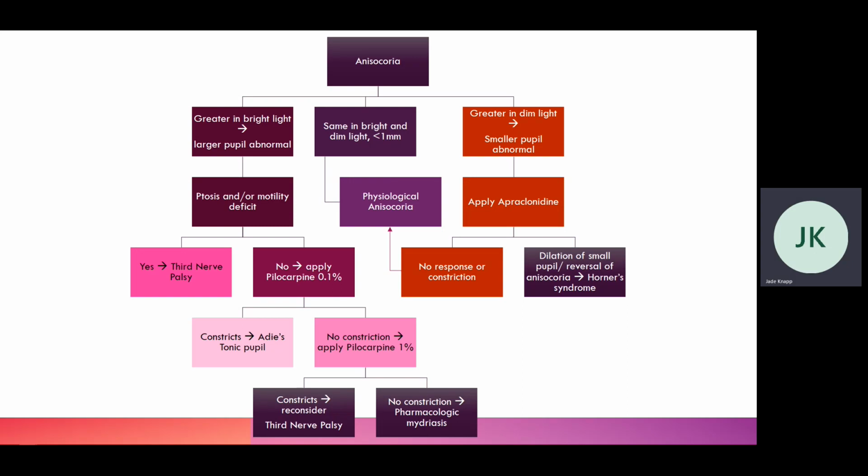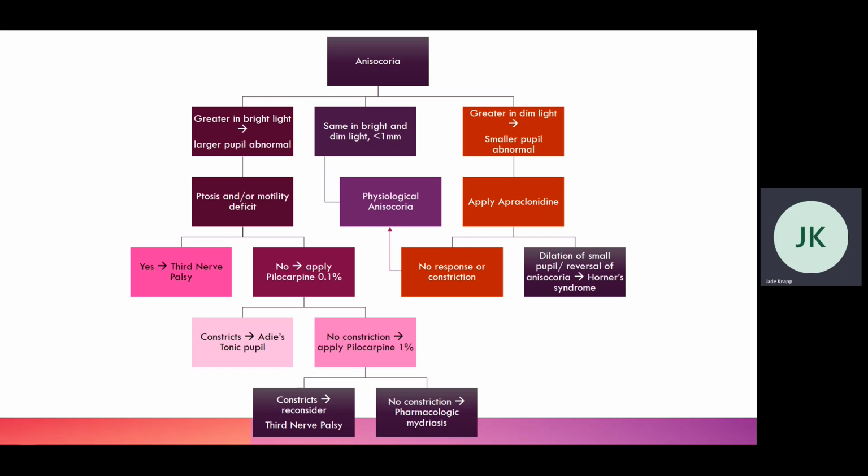This is the main takeaway slide from this lecture. Okay, so I'm going to put it right up the front of the lecture, and I'll go through it with you now. And this is the approach to assessing and diagnosing the cause of anisocoria. Okay, I'm going to go down the middle of the flow chart first, because that's physiological anisocoria.